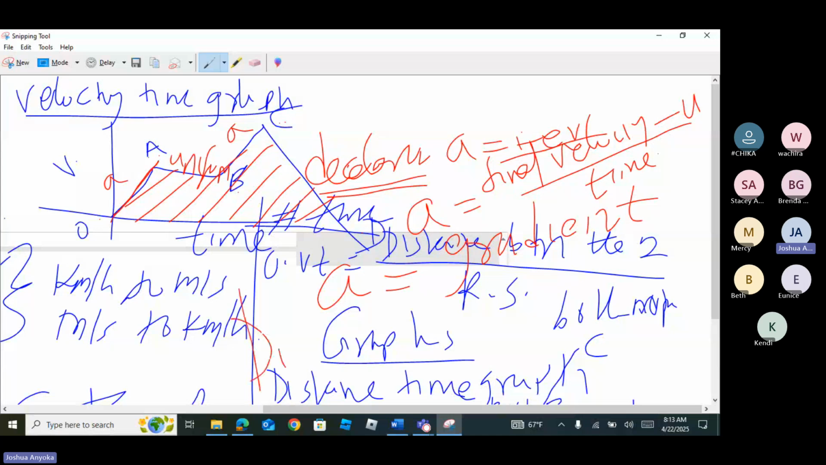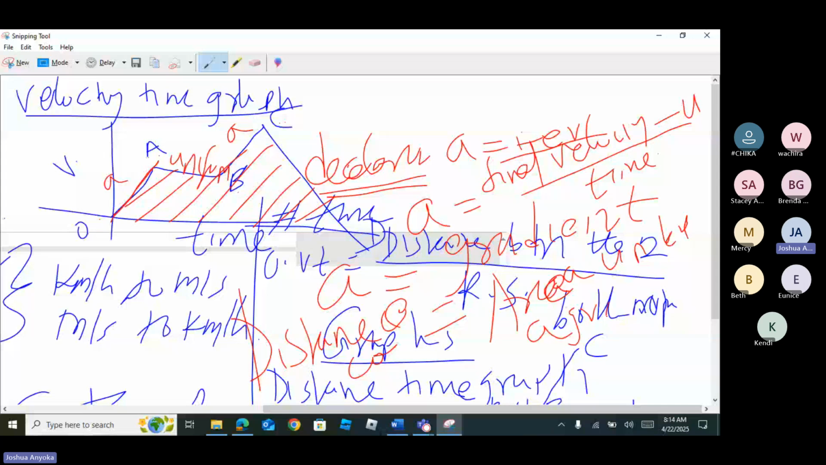And now the distance covered is equal to the area under the graph. We have covered everything that you are supposed to know, all aspects that you are supposed to know when it comes to linear motion. And now from there, you start thinking on how to answer questions.